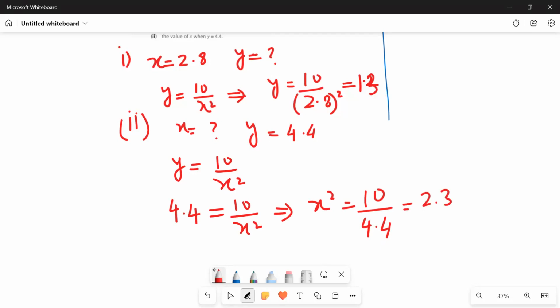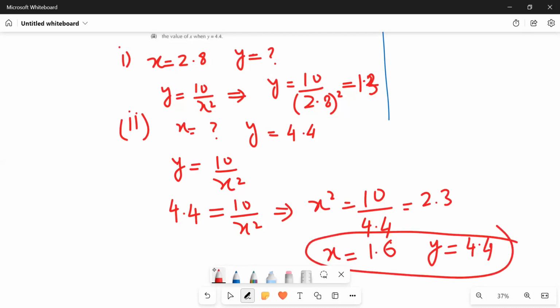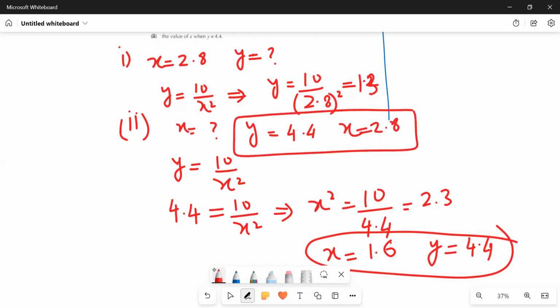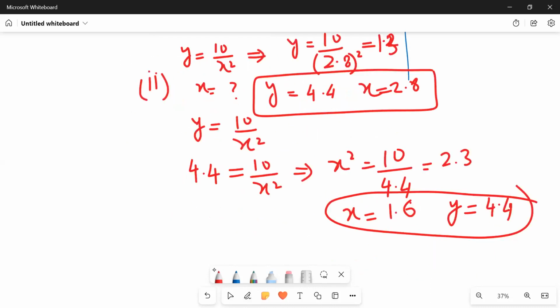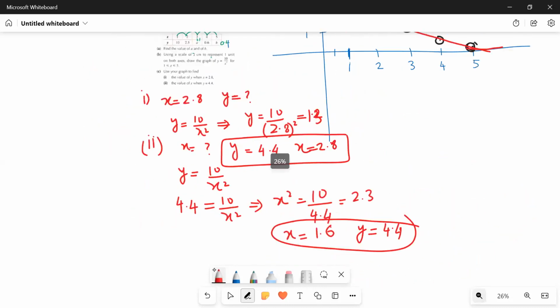2.3. Now take the square root. Square root of 2.3, that is 1.6. Okay. Now here y value is 4.4 and x value is 1.6. Here x value is 2.8 and y value is this. Now we plot these points on the graph.